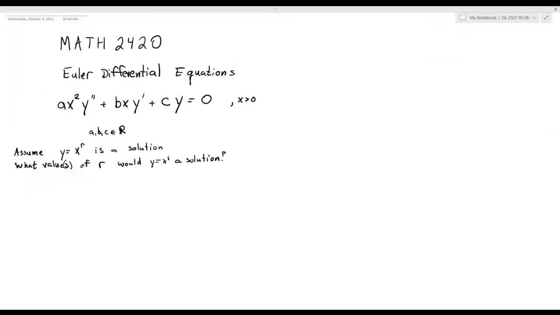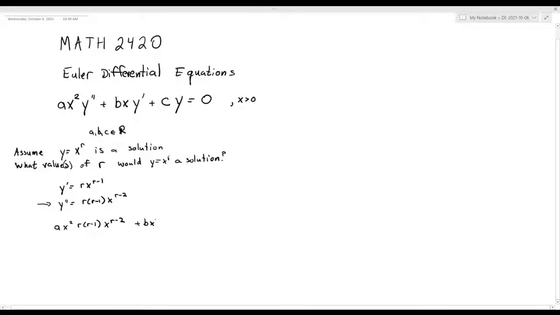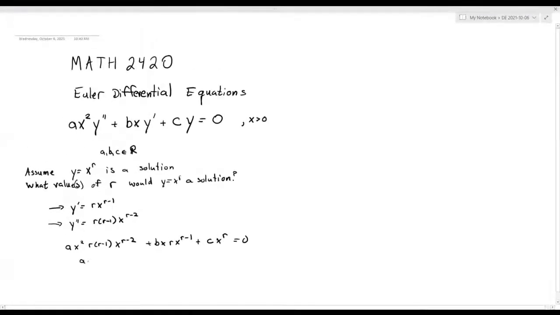Okay, so since we assumed the form of a solution to this homogeneous equation, to figure out what r makes this work as a solution, we would have to differentiate once, twice. And then we would plug that into our differential equation. You get a times x squared times y double prime plus b times x times y prime plus c times y. Simplifying, x to the power r is a common factor.